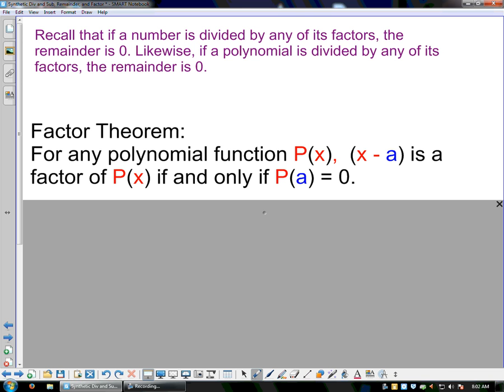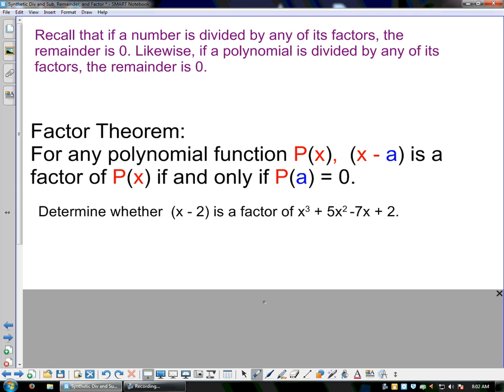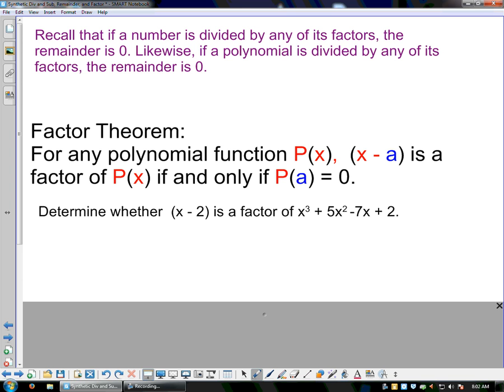Does that mean if we do synthetic division and we get 0 as the remainder, that very last number after the wall, then the divisor is a factor? Correct. It means you should have nothing left over. All right, so we're going to test one.